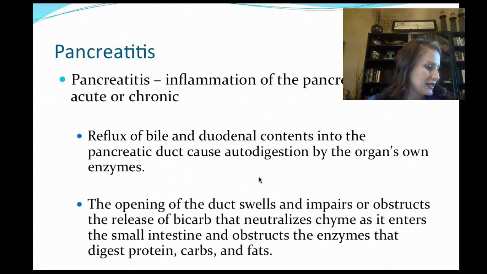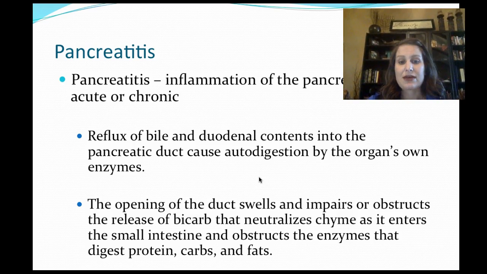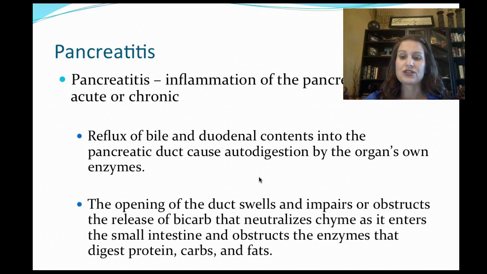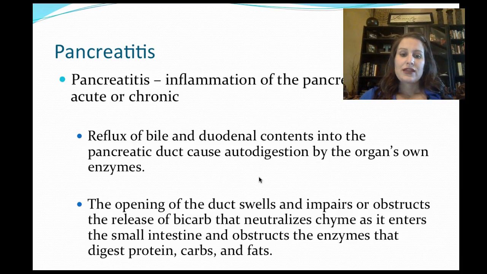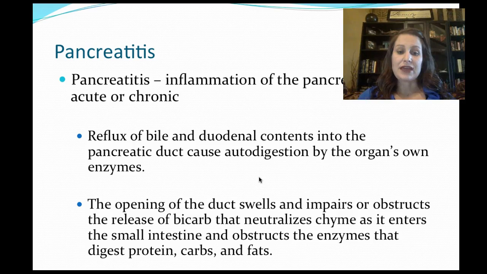With pancreatitis, you will see that it is an inflammation of the pancreas. It may be acute or chronic. Typically what happens is there is a reflux of that bile and the duodenal contents into the pancreatic duct, causing autodigestion by the organ's own enzymes. So basically this pancreas is not able to flow the way that it needs to. There is a reflux, a backup of all these pancreatic enzymes, and these enzymes are what we use to break down our foods. And so instead of breaking down the foods because they can't get into the intestine like they should, they start eating away at the pancreas.